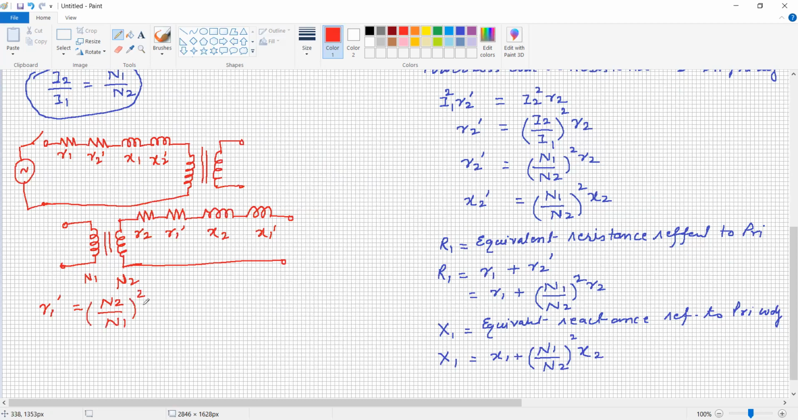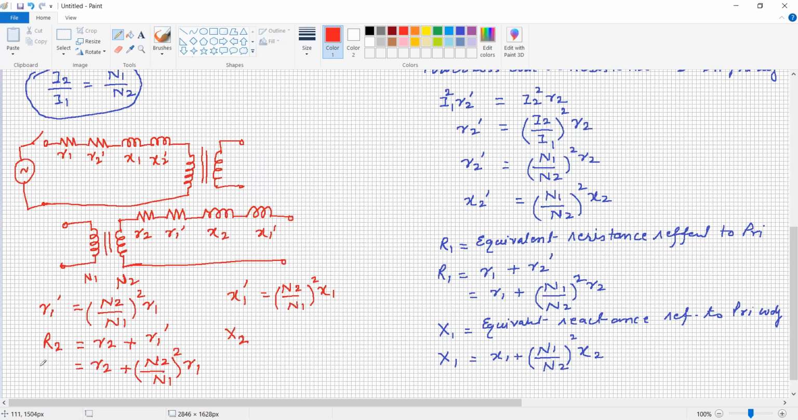and R2 dash is equal to the original value of R2 as it is plus the referred value, that is R1 dash, which is equal to R2 plus N2 upon N1 bracket square into R1. Okay. Similarly, reactance X1 dash is equal to N2 upon N1 bracket square into X1. Okay.